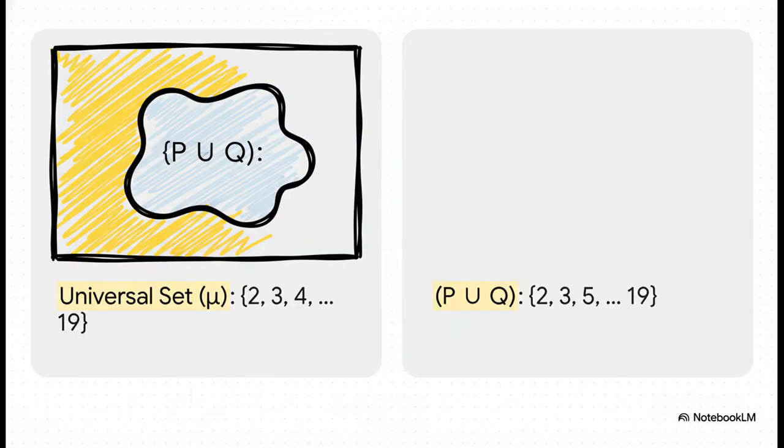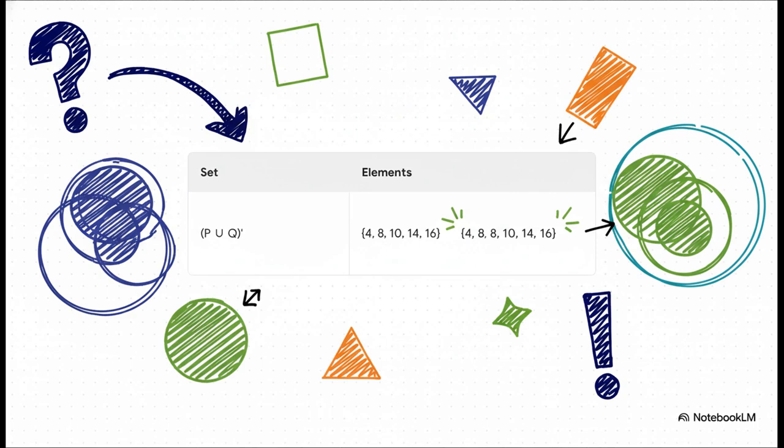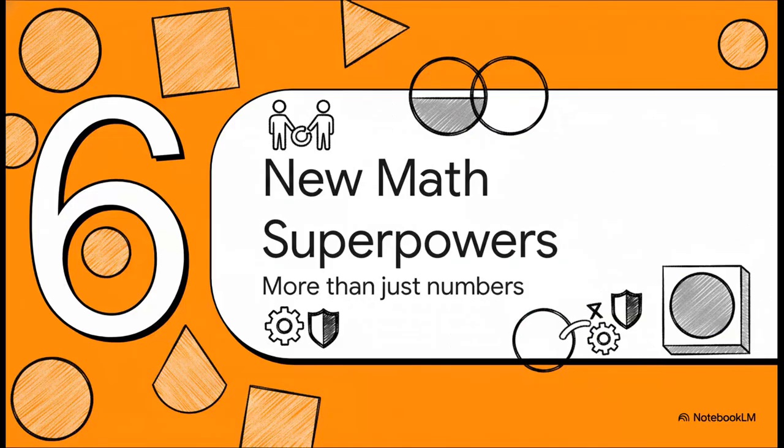The final step is to find the complement, that's the little prime symbol again, of the entire set we just created. So we ask ourselves, looking at our big universal set, which numbers are missing from our new P union Q set? And the answer is right here. The numbers 4, 8, 10, 14, and 16. They are the only ones from our entire universe that were not in the union of P and Q. And with that, we have solved the final part of the question. We did it.